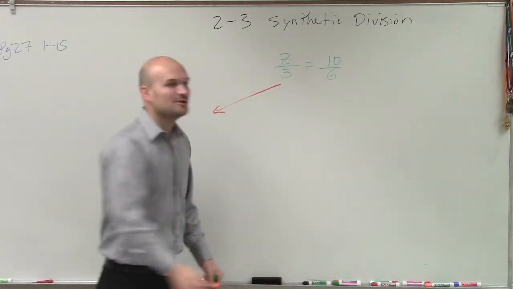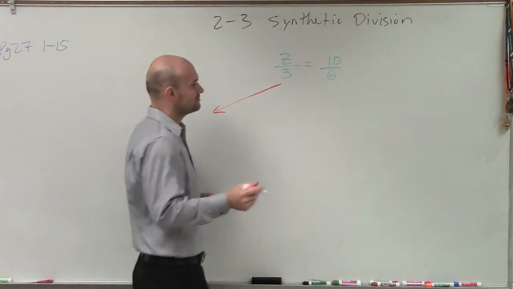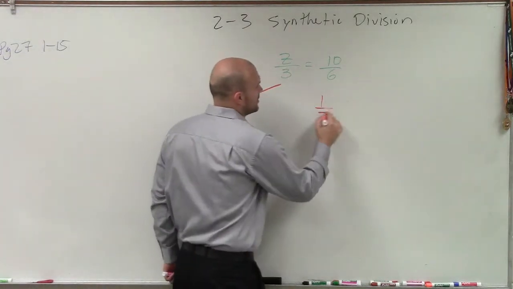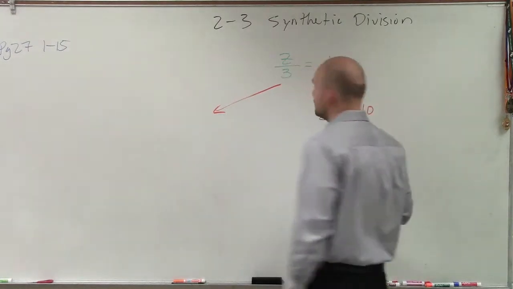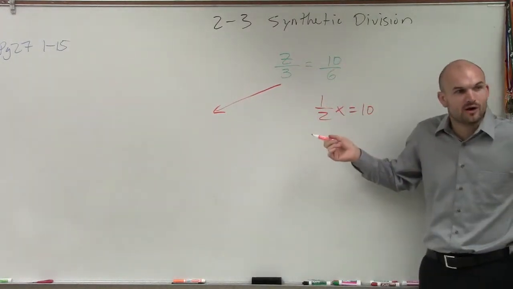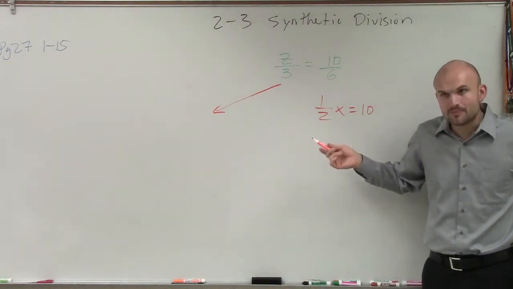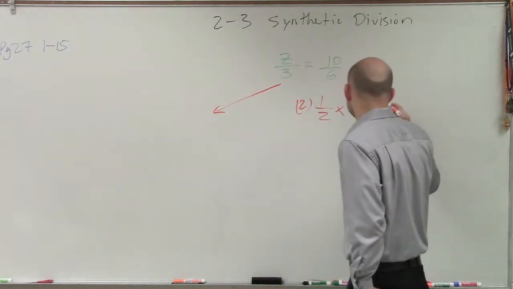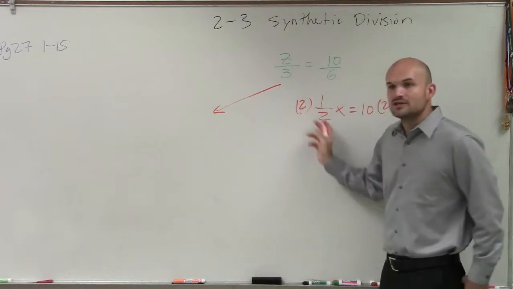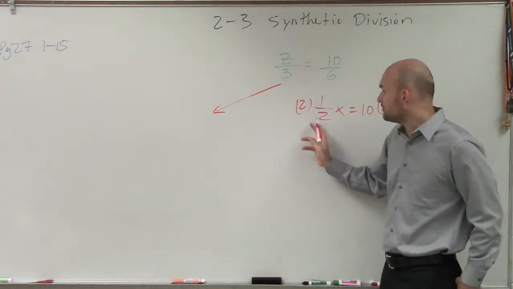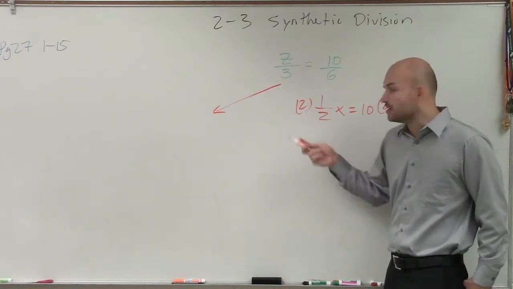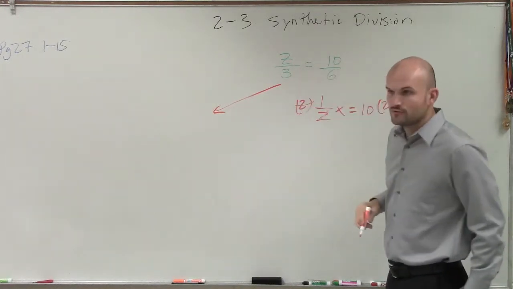Let me go back over to explain. Ladies and gentlemen, remember when we had an equation like 1/2 x equals 10? What do we do to get rid of the 1/2? We multiplied by the reciprocal, right? Or if you think about it, 2 over 1 is the same thing as 2. You took the denominator and put it in the numerator, and you multiplied every term. The reason is that the fraction went over to 1.